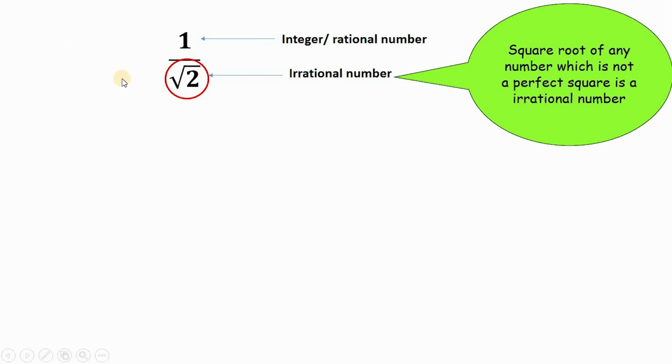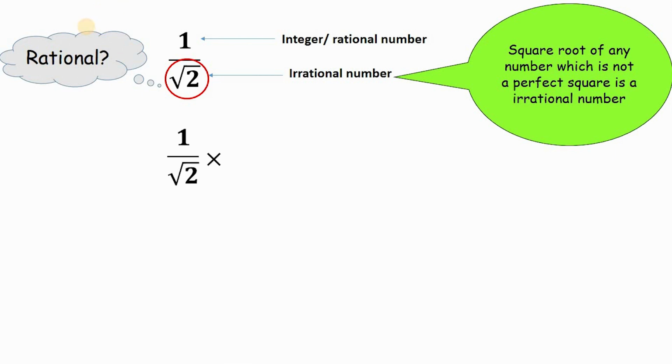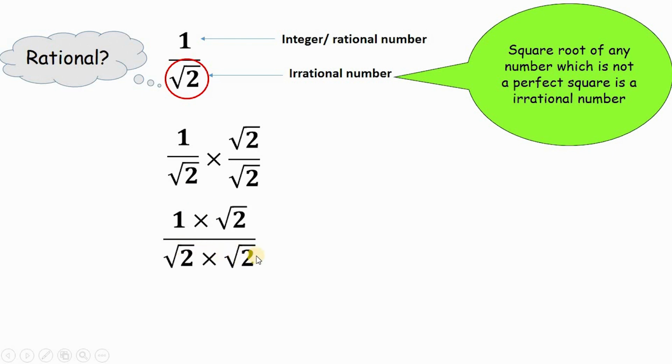So how do we make the denominator square root of 2 rational? Here we need to think about a number which, when you multiply it with the square root of 2, gives a rational number. So we multiply both the numerator and denominator by square root of 2. What we get is 1 into square root of 2 in the numerator, and the denominator is square root of 2 into square root of 2.